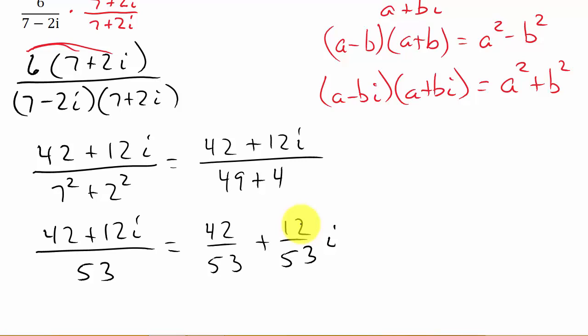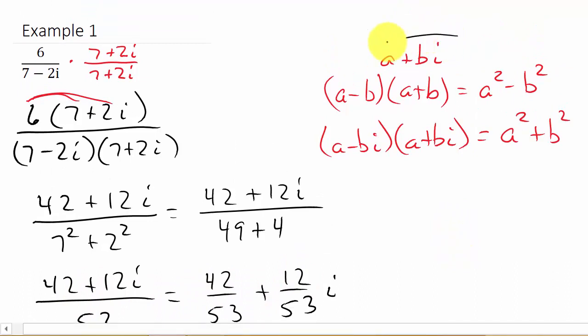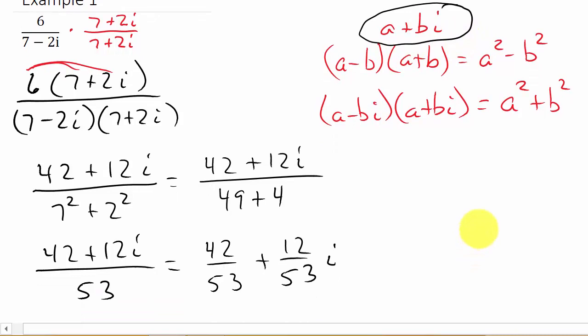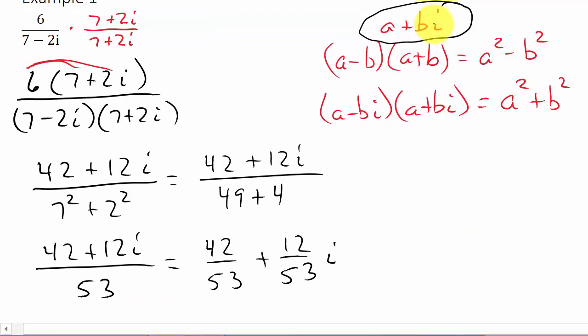Now, the reason I split it up is because most of the time the directions are going to tell you to put it in this form. And so putting it in this form, a plus bi, you can see here's a plus b times i. Whenever you get something like this, go ahead and split it up. Unless your teacher tells you to just leave it like this, then that's fine. But more than likely they're going to have you split it up.